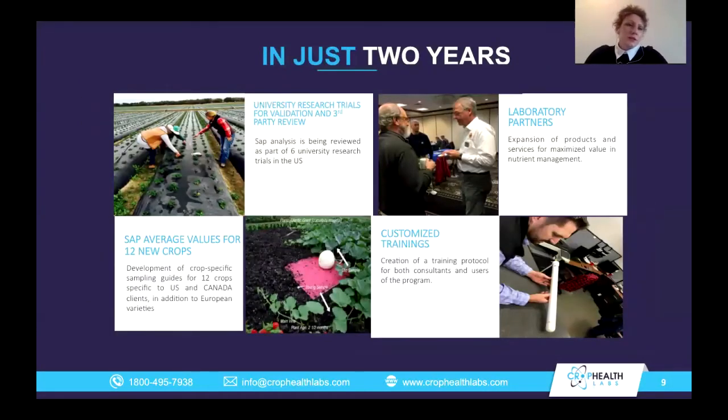Pictured here in the top left, one of our distributors, Advancing Eco Agriculture, is seen with a field of strawberries out in Santa Clara, California. We've been able to develop crop-specific sampling guides for 12 crops that are specific to the US and Canada. The technology was developed in the Netherlands, so by expanding its application to crops that are typically grown in the United States, that's really adding to the value that growers get out of it.